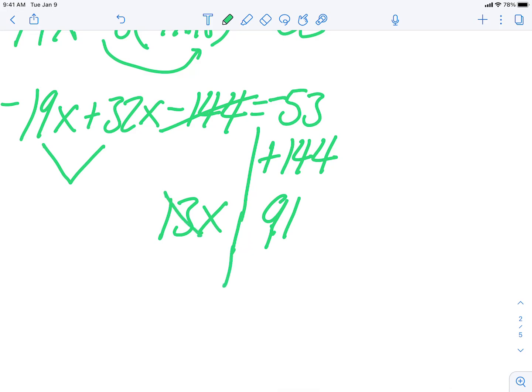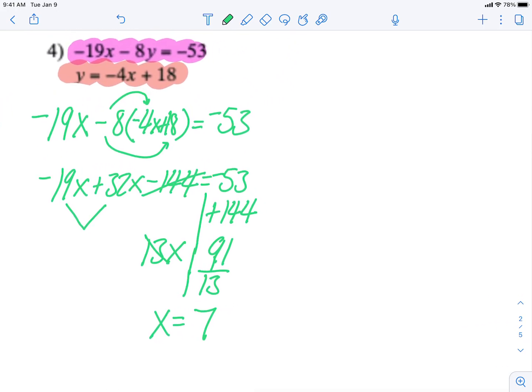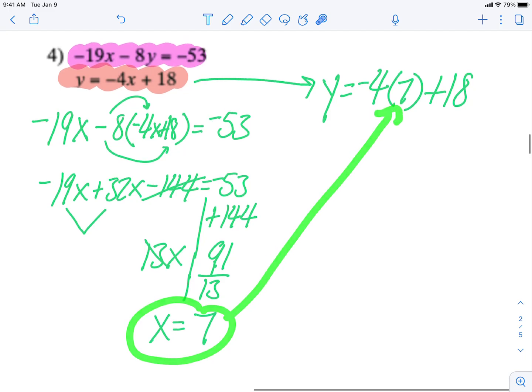The opposite of multiplying by 13 is dividing by 13. And 91 divided by 13 is 7. Now, the cool thing about this is that I already know which one of these two to plug it in. I'm going to plug it into the one that already says y equals, which is the red. Y equals negative 4, but instead of x, I'm going to write in 7 plus 18. And we know that's 7 here because x is equal to 7, so I plugged in 7 right there. Look at that.